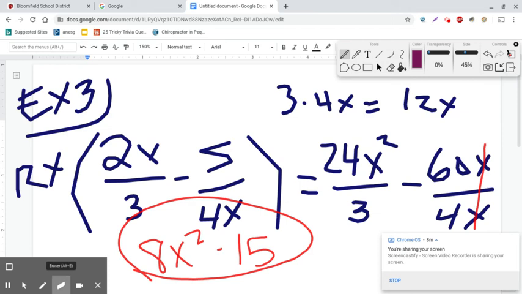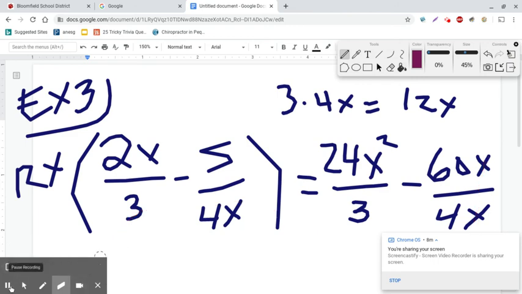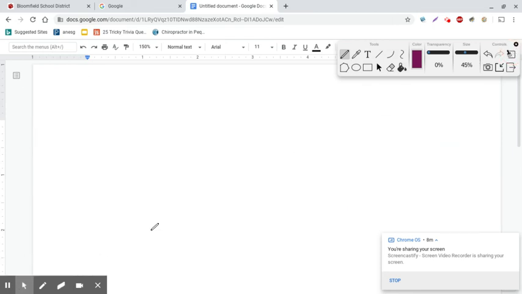Alternate erase all. Guys, I don't know what I'm doing. This is why I need to be learning this stuff because I'm still having trouble. All right, last example. This writes a lot nicer. From now on, I'm going to use that.